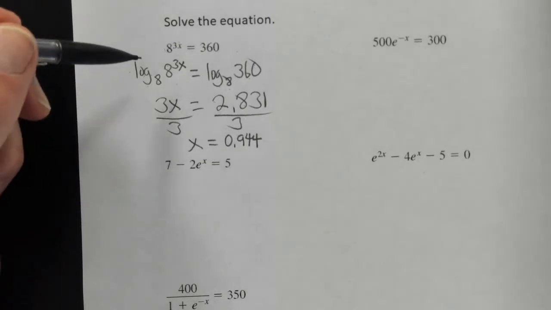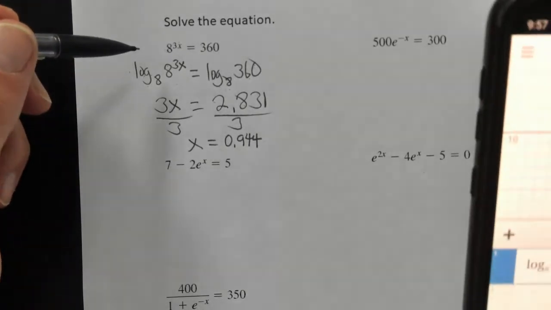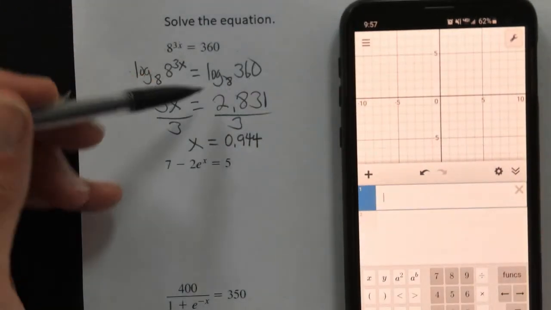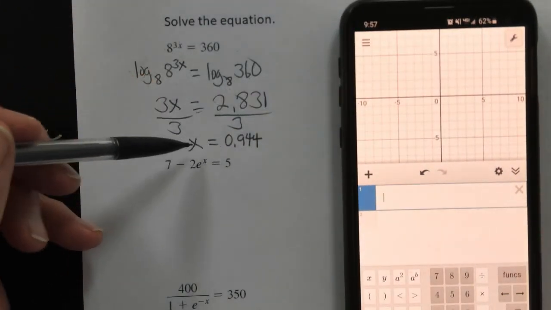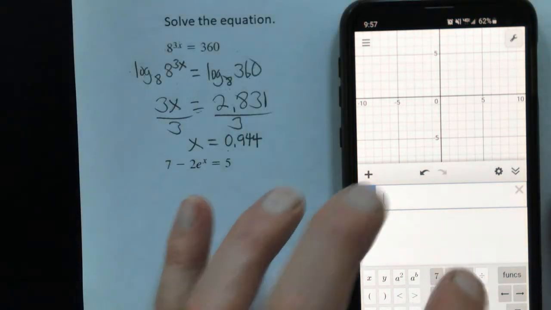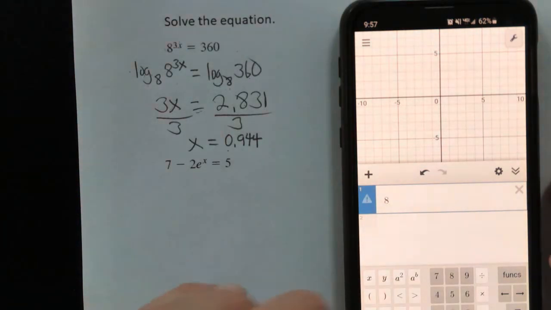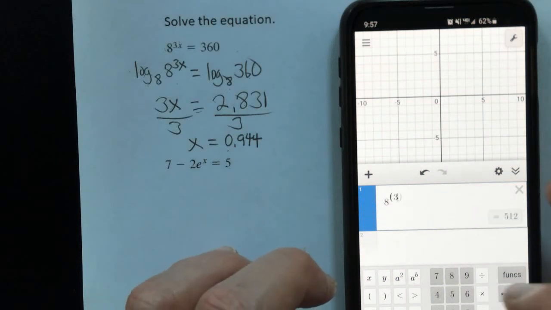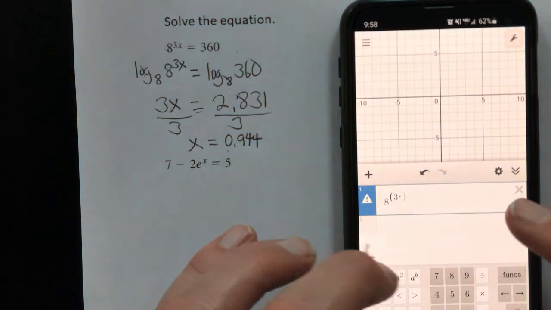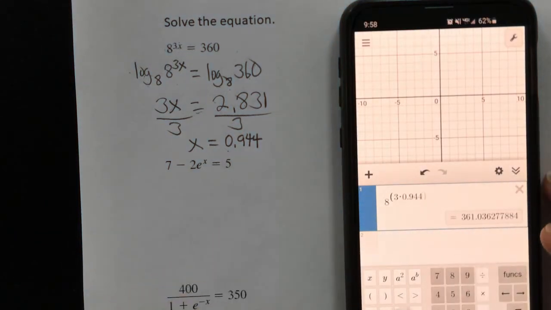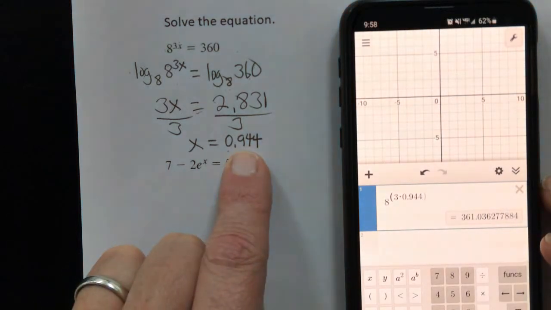All right, if you don't believe it, you can double check any of these once you get a solution, and that's a way to see if you're right. If you're not sure that you're correct on these, take this and plug it in for x just like you would check any other equation. So we'll go 8 raised to the, and I need parentheses here, 3 times 0.944. You might say, oh, coach, it's 361. Well, that's because we rounded off.